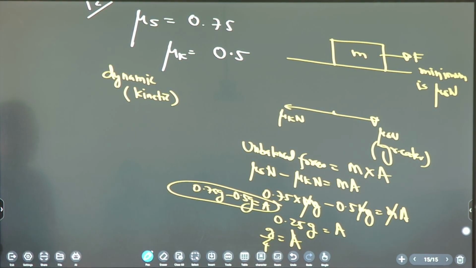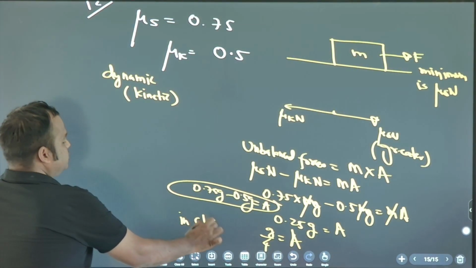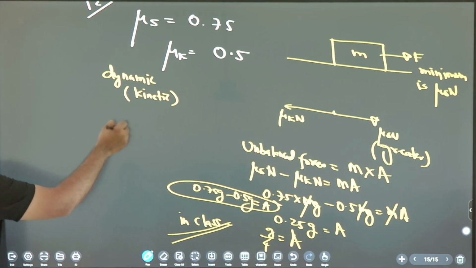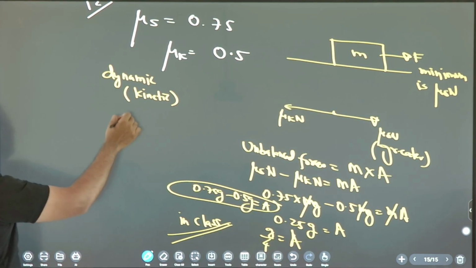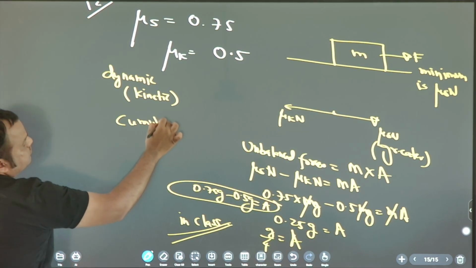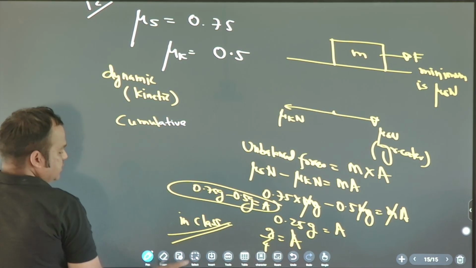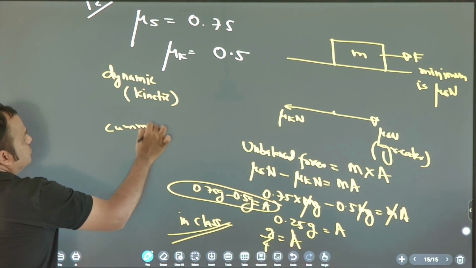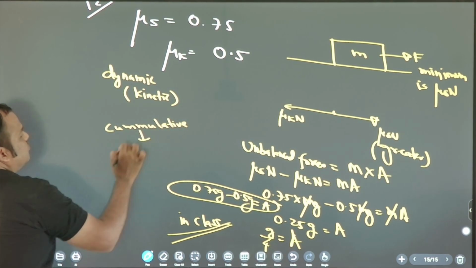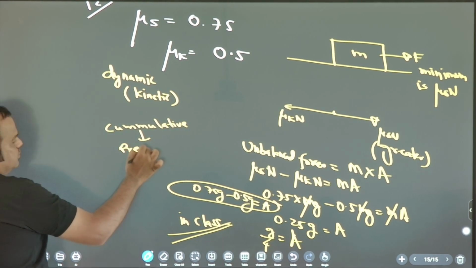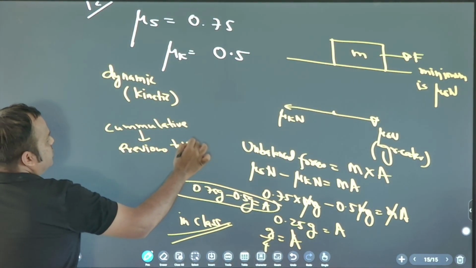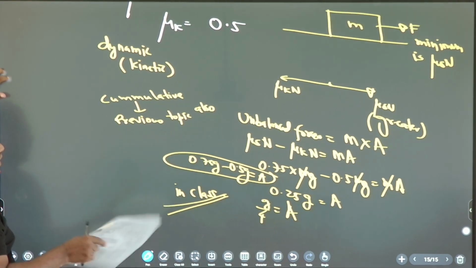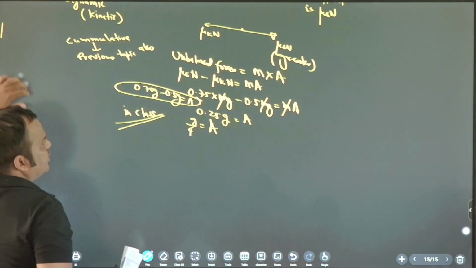Like this. We have done this in class. Okay, you can revise this again. Sometimes in the next week again it will come. Remember this, that is known as cumulative. What is cumulative? Cumulative means previous topics are also included. Okay, clear? So friction is an important chapter. So again and again we will discuss this. Okay, tell me next.